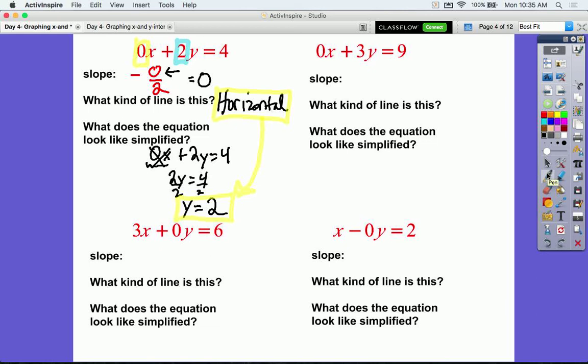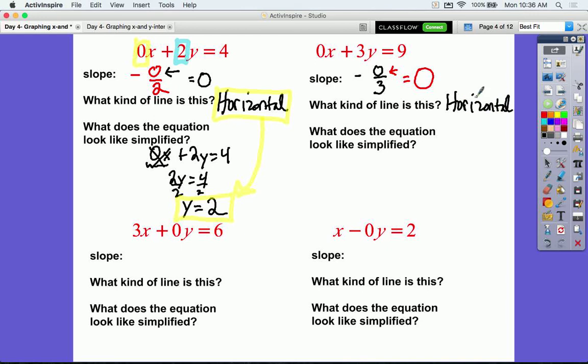Let's do a couple more of these. Well, we'll do one more of these and then we'll go on to vertical. So our slope here, we know the slope would be the opposite of A over B. That would be negative 0 over 3. Once again, notice where my 0 was. It's in the numerator, which means I'm doing 0 divided by 3, which equals 0. I have a 0 slope. We know that lines with a 0 slope are horizontal.